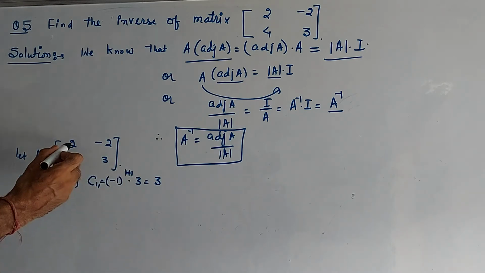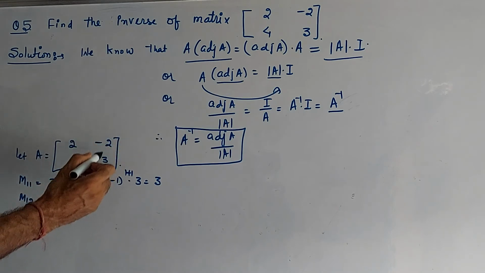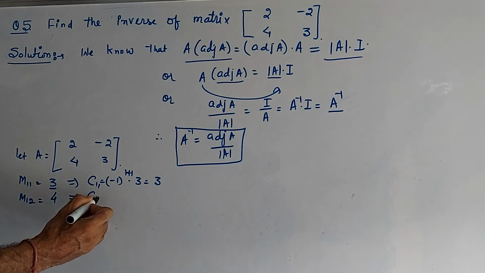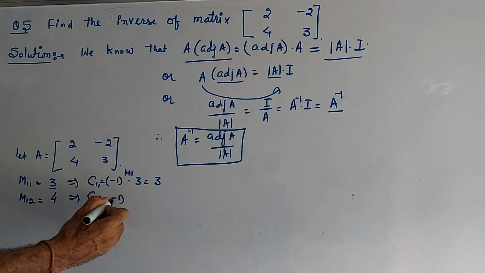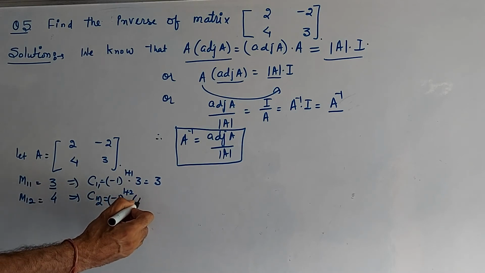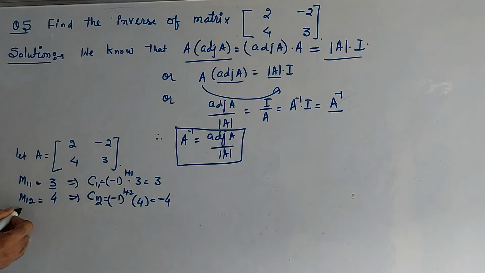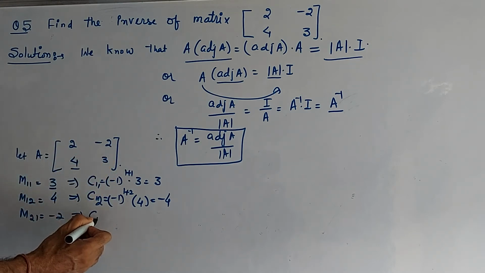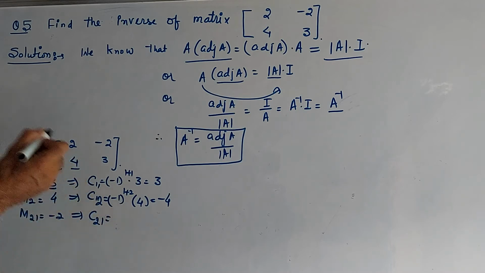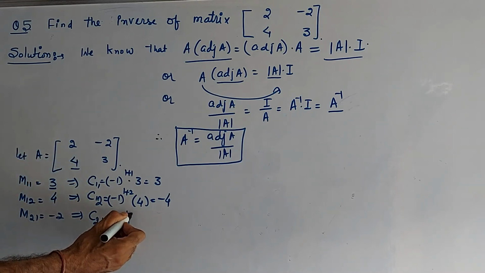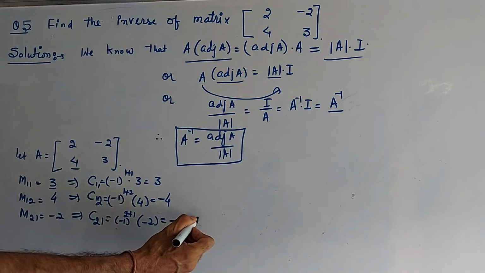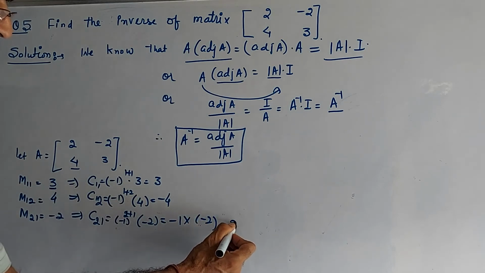M12 is the element in the first row and second column. So we delete this and get 4, so the cofactor is equal to minus 1 raised to power 1 plus 2 into the minor, which is equal to minus 4. M21, minor of the element 4: delete this, we get minus 2. And the cofactor of 4 will be minus 1 raised to power 2 plus 1 into minus 2, which is minus 1 into minus 2, which is equal to 2.